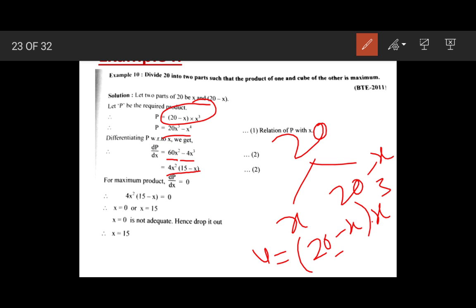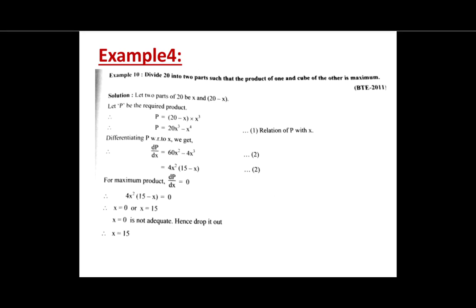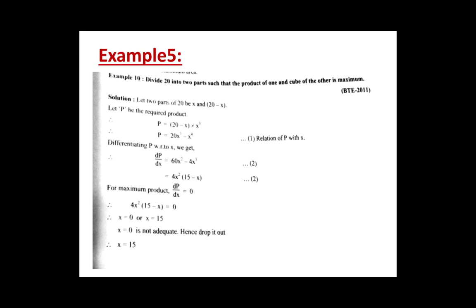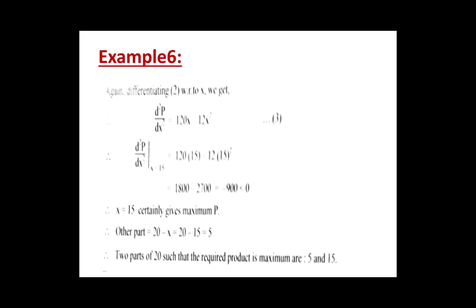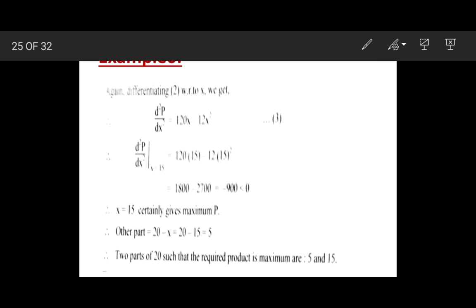Now put dy upon dx equal to 0. So we get 4x square into 15 minus x equal to 0. That means either x equal to 0 or x equal to 15. So x equal to 0 is not possible. So we'll drop this value and we'll take the other value for x. So now x is equal to 15. So if x equal to 15, then x is given as 15.